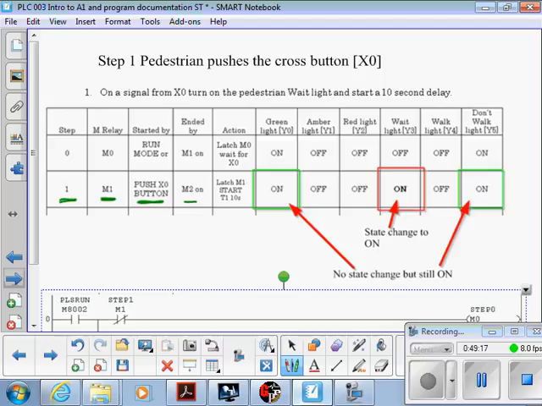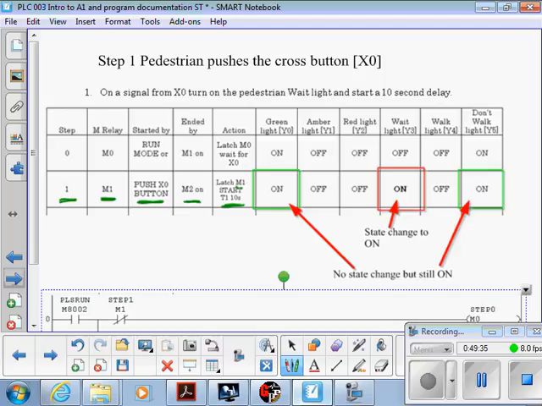Ended by M2 being turned on, the next step in the sequence. What does it have to do? It has to latch M1 and it has to start a timer T1 set to 10 seconds.